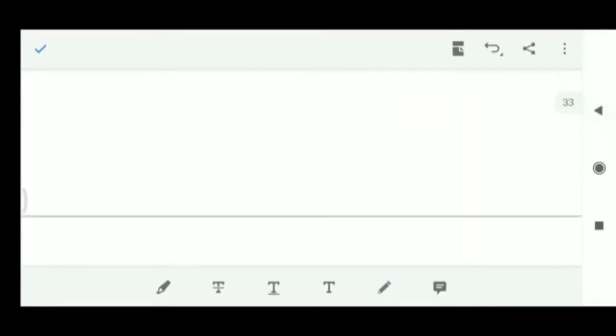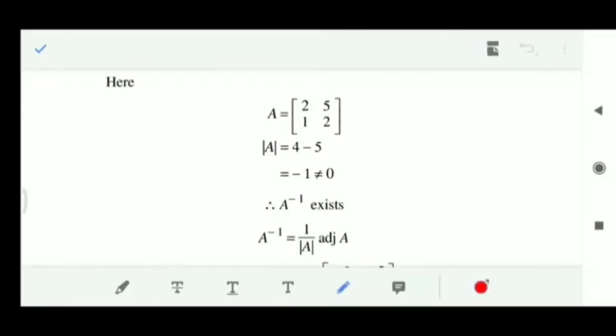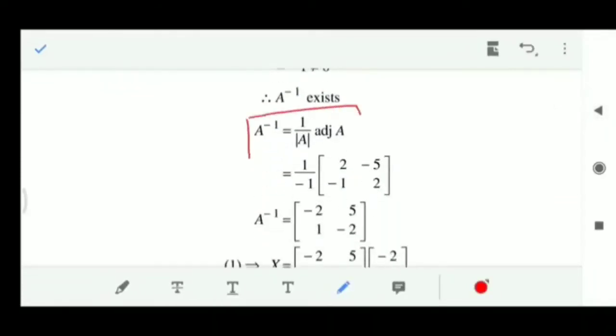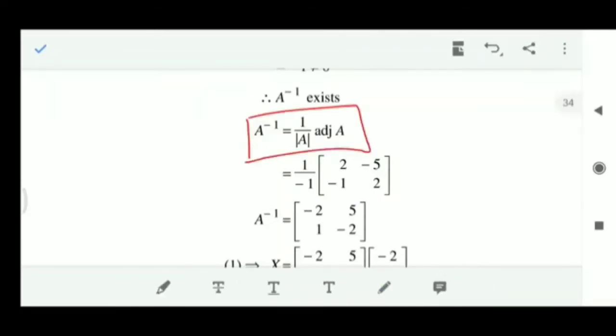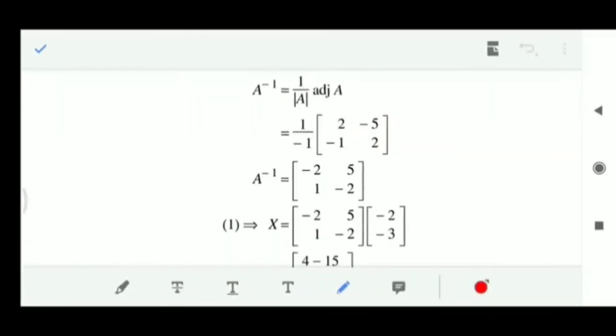First I have to find the inverse of this matrix A. For that, the first step is to find the determinant of A, that is 4 minus 5 gives minus 1, which is not equal to 0. Therefore A inverse exists. The formula to find A inverse is 1 by determinant of A into adjoint of A. So 1 by minus 1, the adjoint of A is 2, minus 5, minus 1, 2. So you will get A inverse as minus 2, 5, 1 and minus 2.